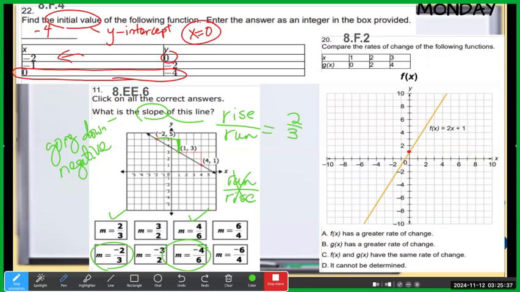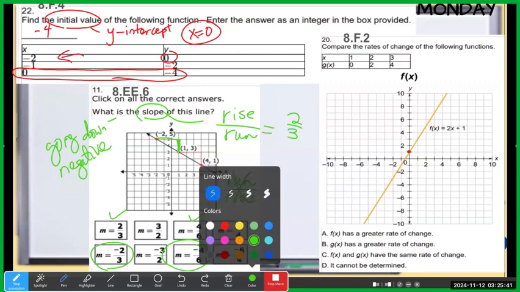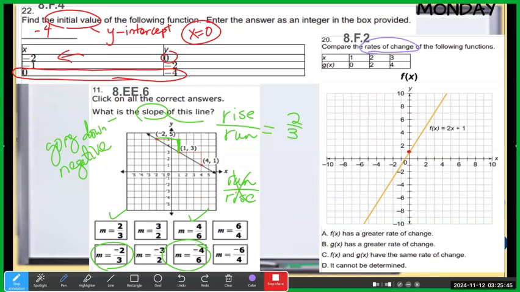All right, number 20 says compare the rates of change of the following functions. Keywords: rate of change. What's another word? Slope, constant of proportionality. We'll go with slope. So that means we've got to find the slope.